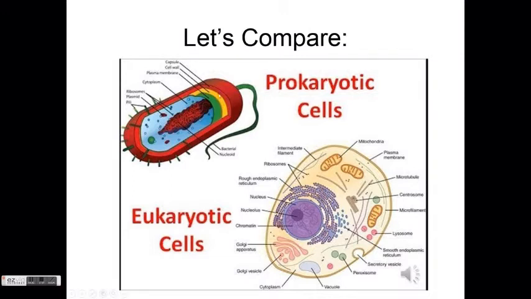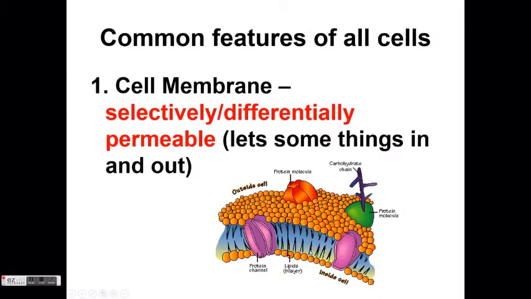All right, so between prokaryotic and eukaryotic cells, even though they're two different types of cells, all of those cells still have common features. Okay, so one thing that all cells have in common is they all have a cell membrane. They all kind of have to have a cell membrane to hold all their stuff inside. And that cell membrane is also there to let things pass in and out of the cell.